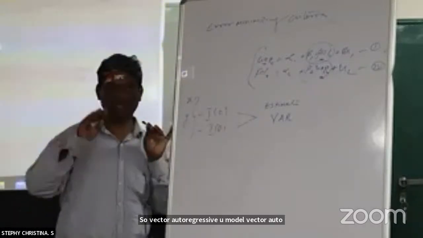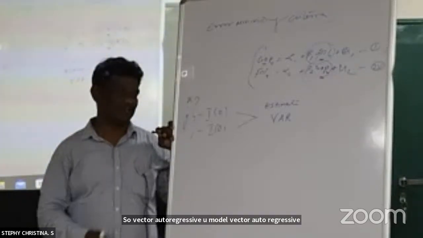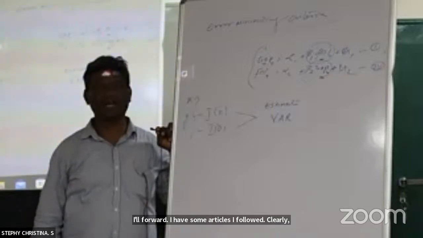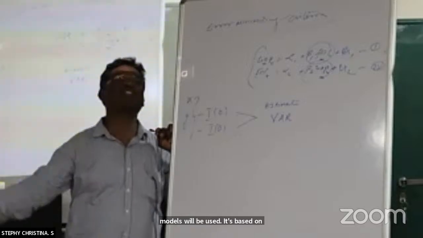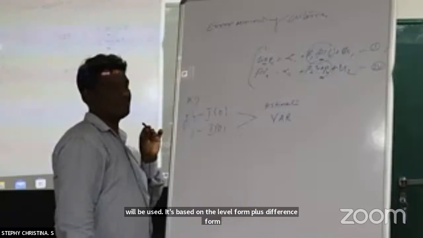So this is the econometric procedure. It's a beautiful article. I'll forward it. I have some articles I'll forward. Clearly they explain what type of models could be used. It's based on the level form, first difference form. Okay, one is VAR. Okay, fine.